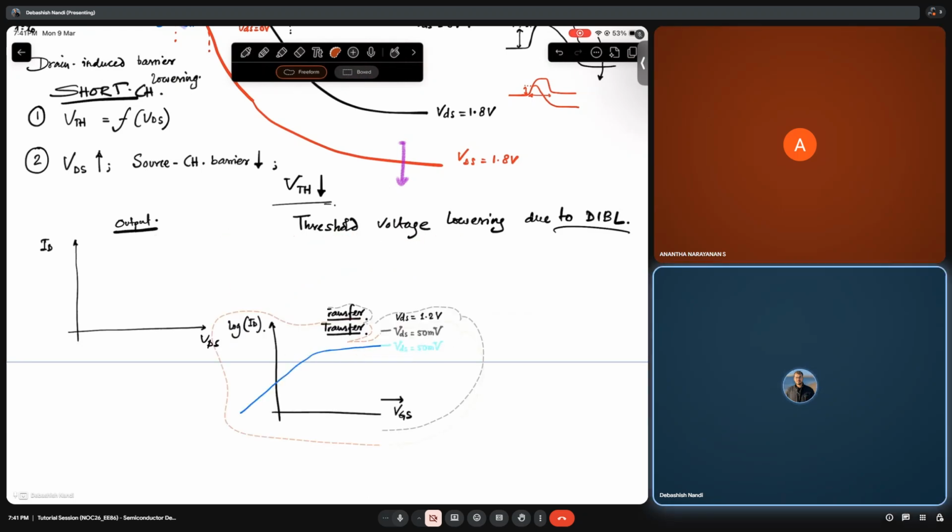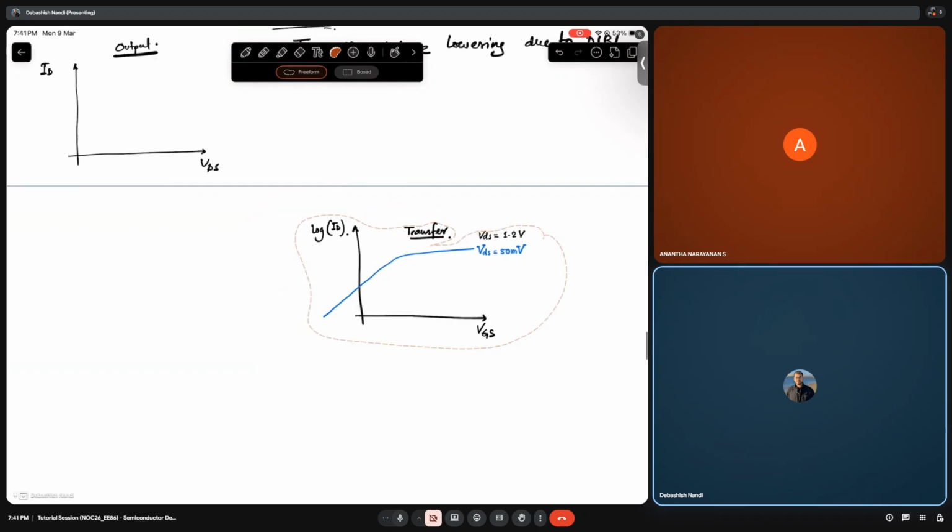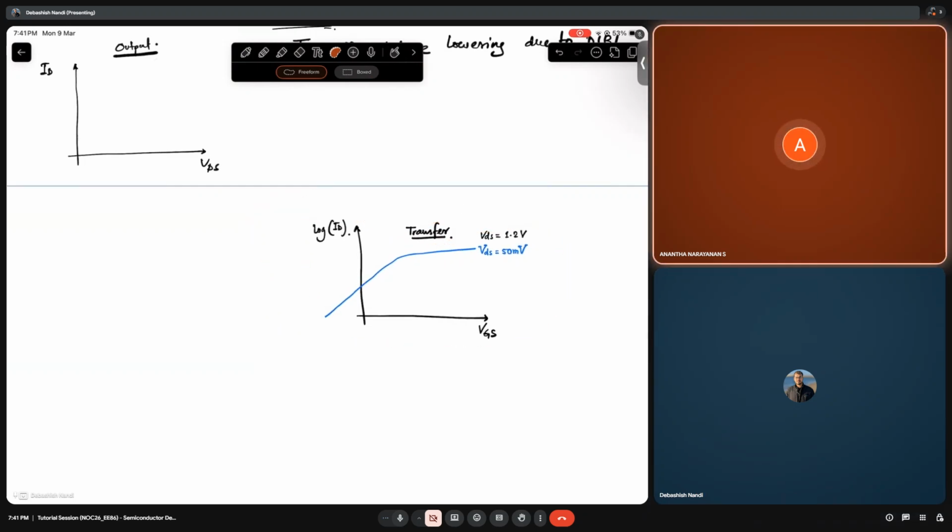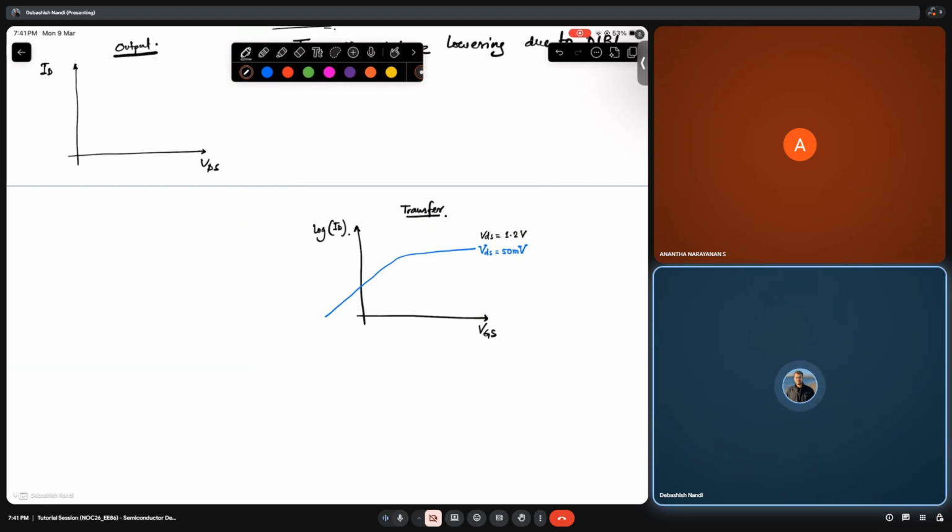Wait a minute. So it will actually depend, right, sir? I mean, at pinch-off condition, I heard that the current becomes saturated. No, don't see short channel effects. Understand this in superposition. Assume that all other short channel effects are off. Okay, only focus on DIBL. How will my long channel device look like? Let's say this is my threshold voltage.